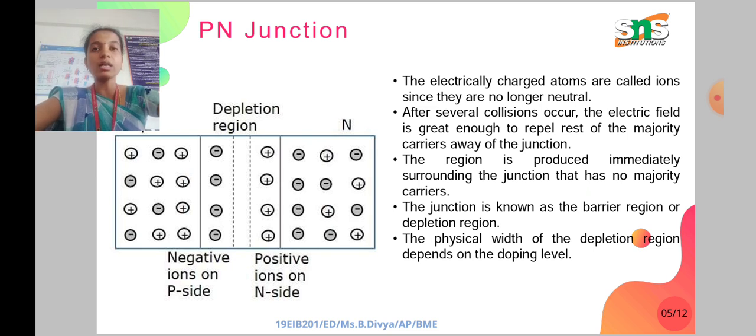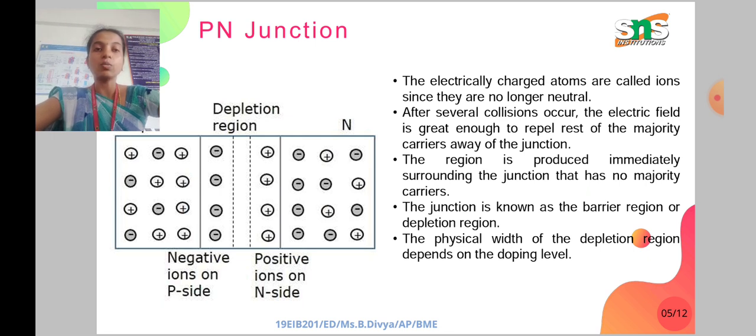and the rest of the holes and electrons are repelled from the junction. The region produced immediately surrounding the junction has no majority carriers. Where there are no majority carriers, a region is formed. This region is called the depletion region.